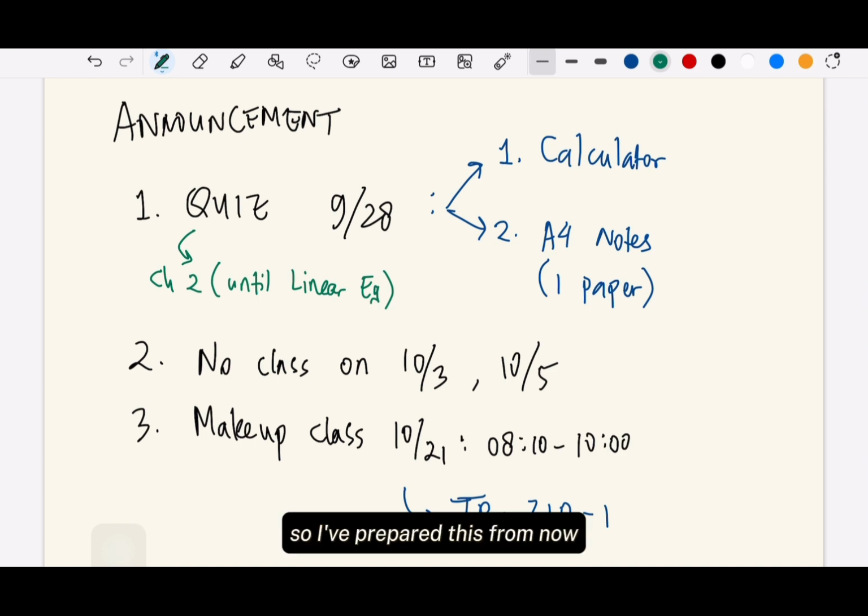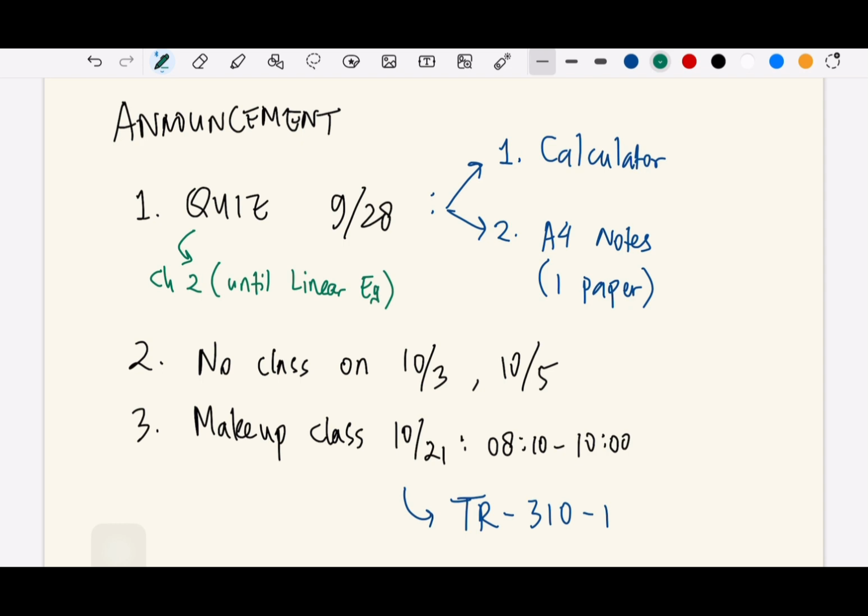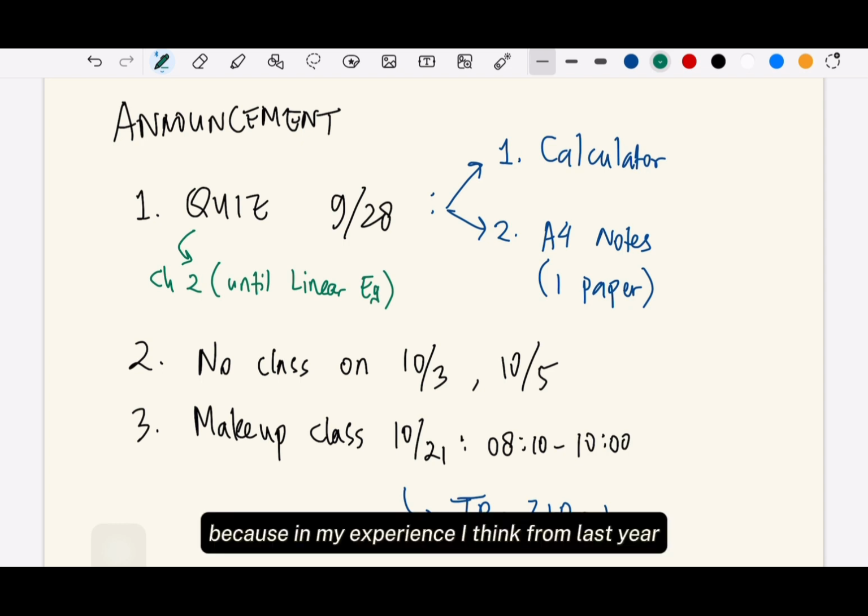So I've prepared this from now, and I also mentioned it later on Moodle. So I hope you can prepare it by yourself. Okay. So when we are having the quiz, I hope you already have prepared. Because in my experience, from last year, there are some students not prepared well, and they didn't prepare the notes as well. So, yeah, hope you prepared this.